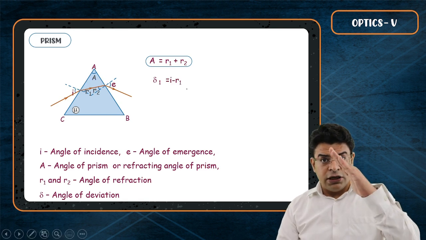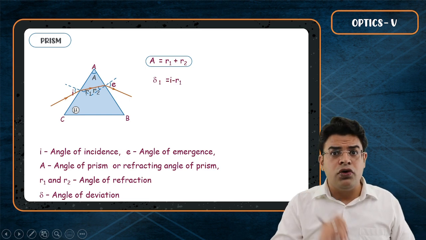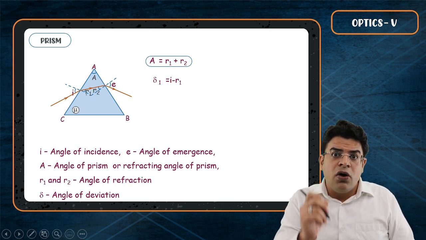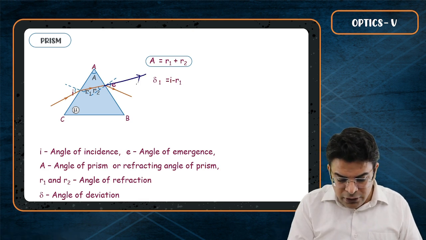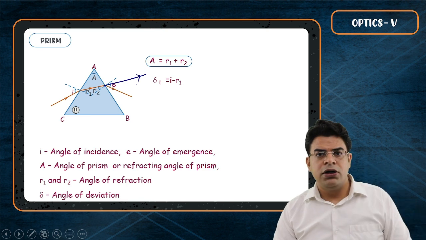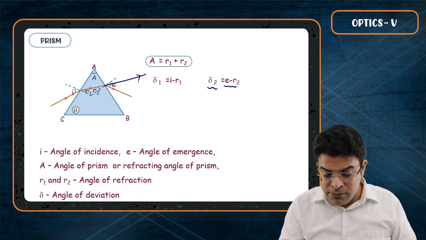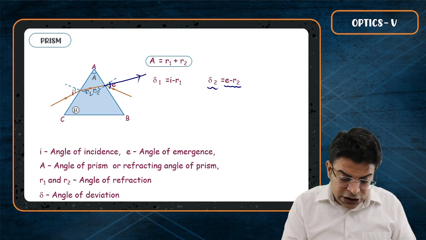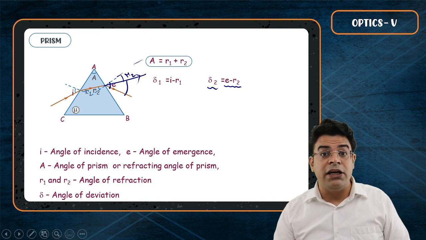So the deviation on the left surface is I minus R1. And if we want to get the deviation on the second surface, then this ray was trying to go straight and it bent. So the deviation produced on the second surface is nothing but E minus R2, the angle of emergence minus R2.